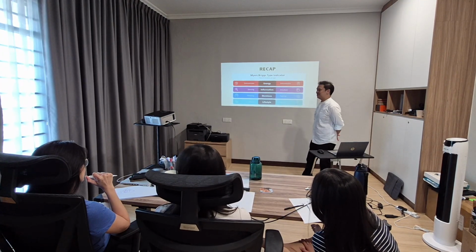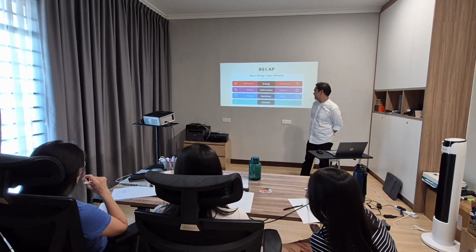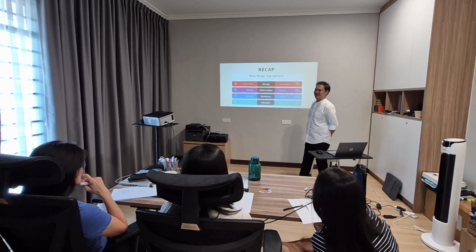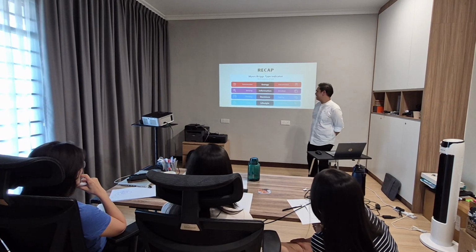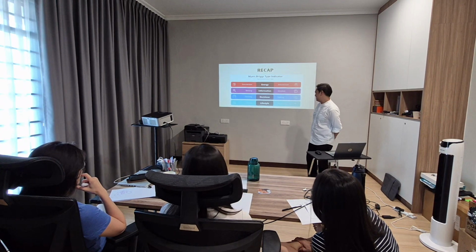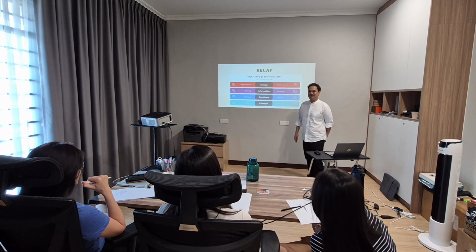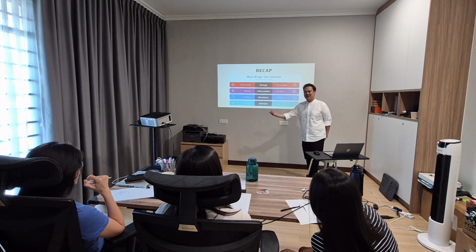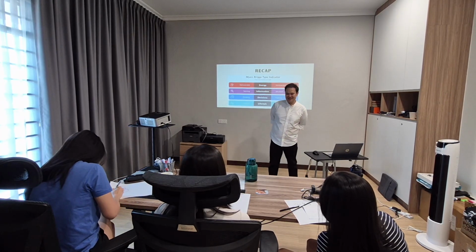Information is how you process your information, by sensing or intuition. And decision making is by thinking or feeling, and then your lifestyle is by judging or perceiving. Okay, we will take a 5 minute break, and then we'll continue after this with the test. Okay, continue.